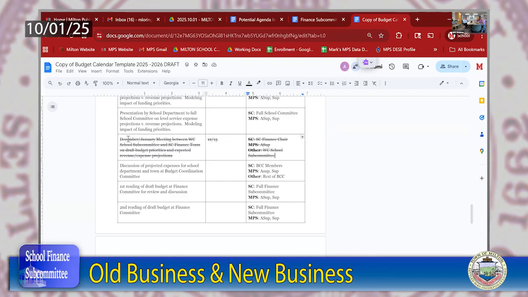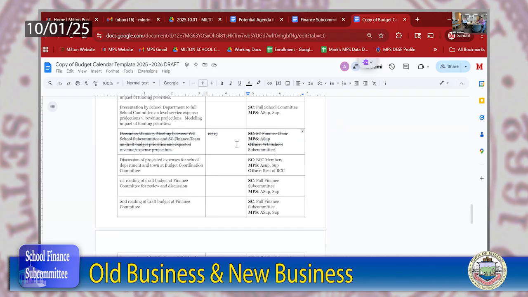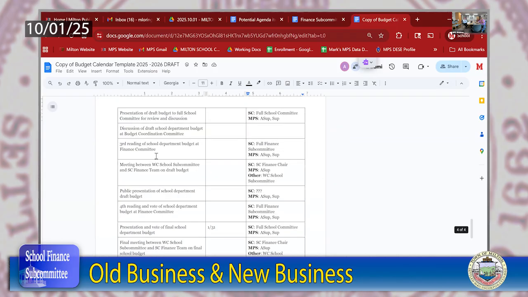Okay. I propose then we strike through this. Again, obviously we'll have touch points before that, but we'll have a presentation with them later on our draft budget.